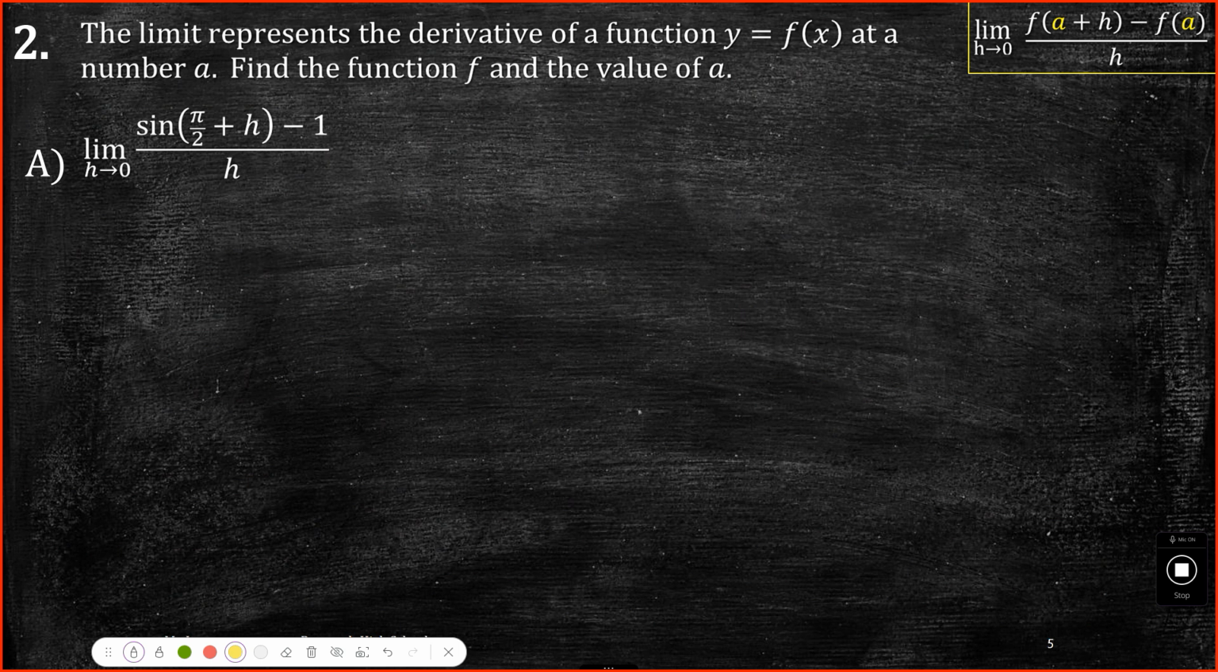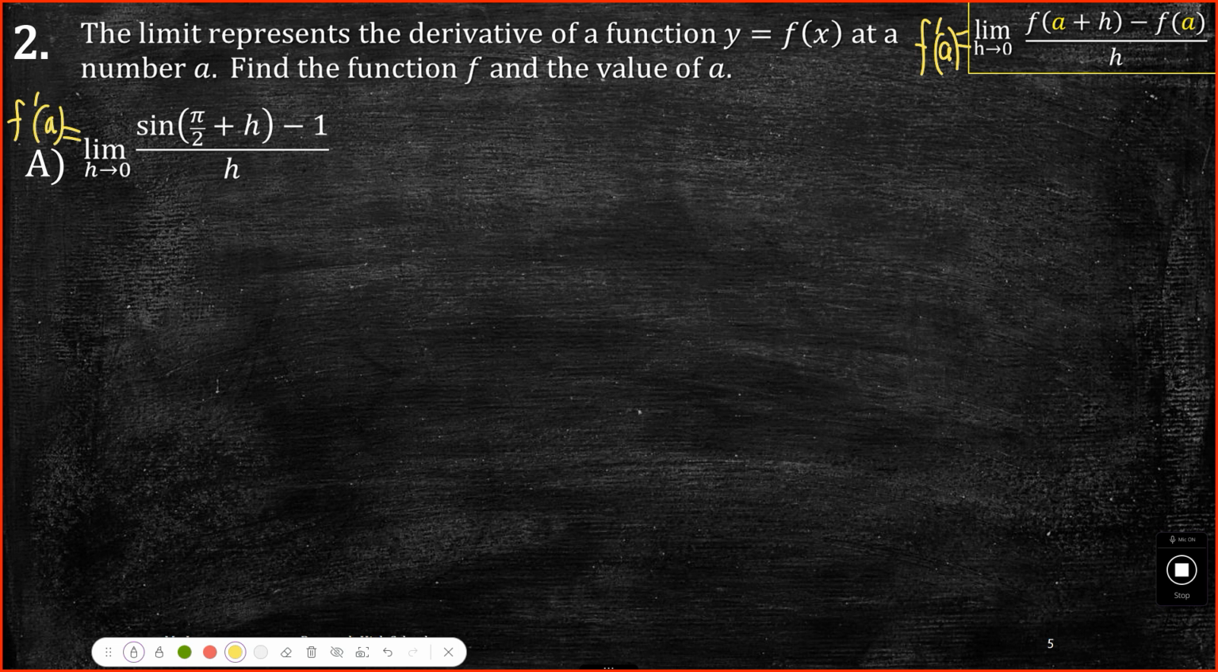This is the first definition of the derivative. The limit as h approaches 0 of f of a plus h minus f of a over h. And that is the derivative, the rate of change of f at a. f prime at a is equal to that. Alright, so by looking at this, what is f prime at a?